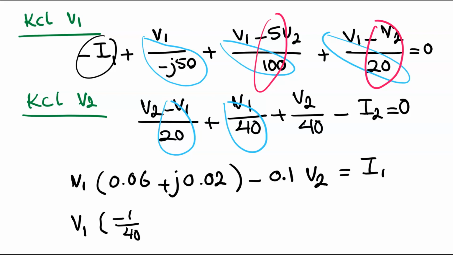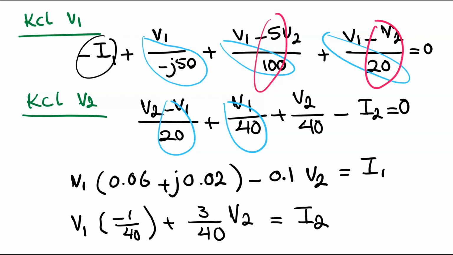So I have minus 2 over 40, and here it's 1 over 40, so it's going to be minus 1 over 40. And then for V2, I have 1 over 40 and 1 over 20. It's going to be 3 over 40. And finally, I have I2, equal to I2 on the other side of the equation. I would prefer to multiply everything in the second equation by 40 to get rid of these 40s.